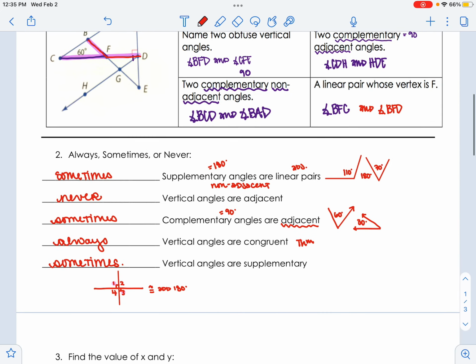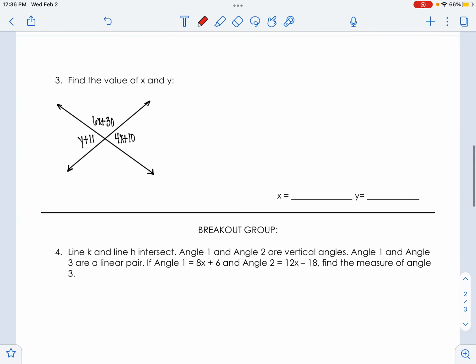All right, I'm going to pause here, and then I'll do example 3 next and example 4.